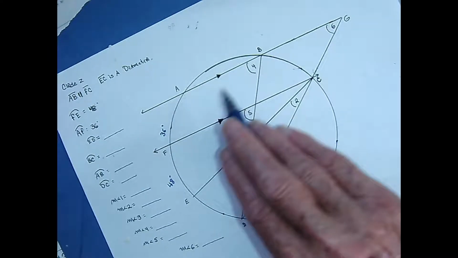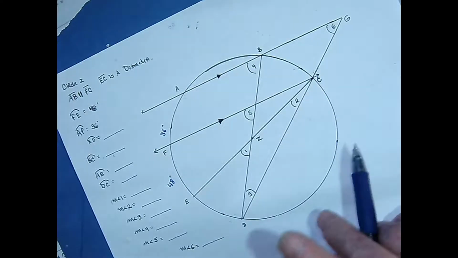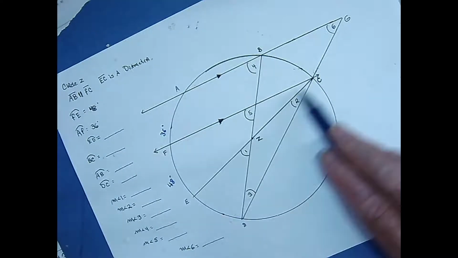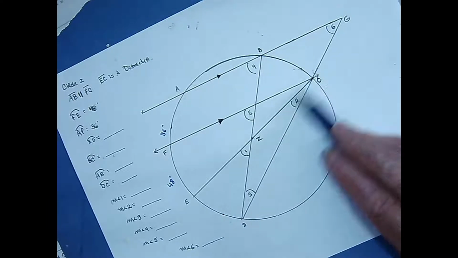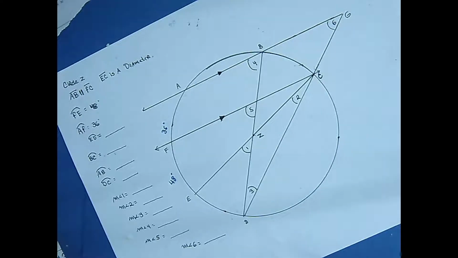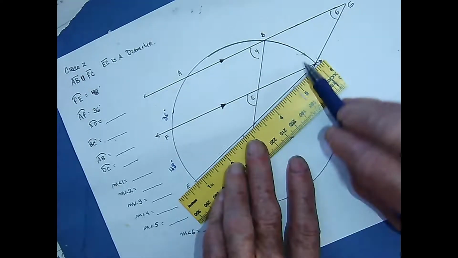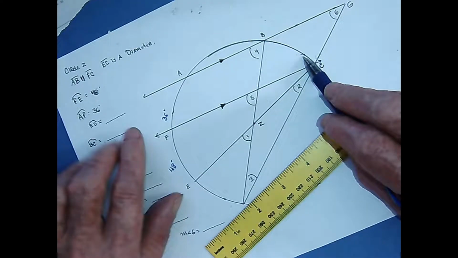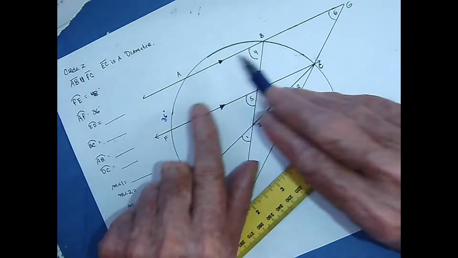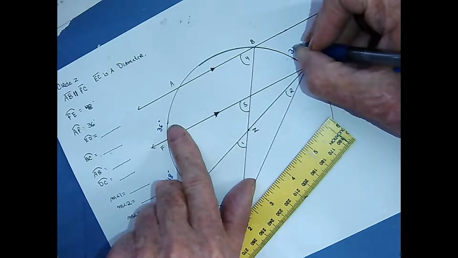Now I got to remember, there's something these parallel lines are going to tell me about some arcs. And I have a diameter EC. Whenever you get a diameter, it's important that you recognize you're going to get a semicircle, and that semicircle is going to give you 180 degrees. So we ought to be able to figure out about AB and BC, because parallel lines cut congruent arcs. This arc would have also been 36 degrees. That is arc BC.